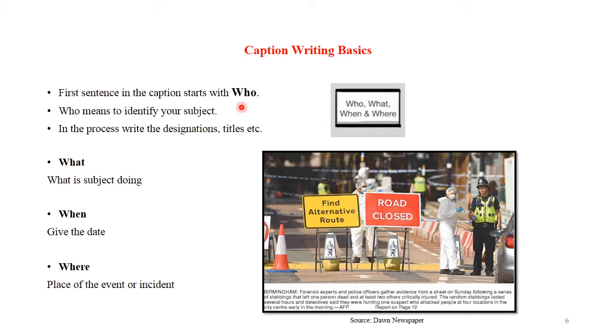Our caption starts with who, and who means who can be seen in the picture. It means the subjects, right? Who are the subjects? How many people are there in the picture? Who can be seen in the photograph? We are going to write their names if possible, because the names of all the subjects cannot be written down. Similarly, the designations and titles of all the subjects cannot be written down. So we are going to look for the prominent one and the important one. So we start our caption with the subjects who can be seen in the picture.